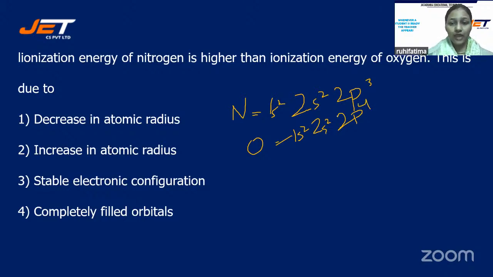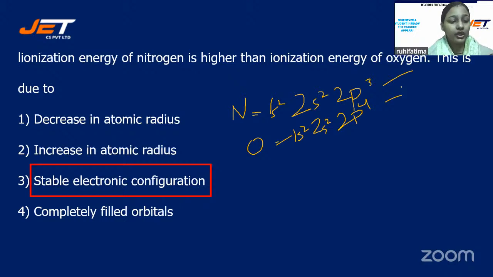Now, as you know, nitrogen is having a more stable electronic configuration. Why? Because in the p orbital there are 3 electrons, and this will be more stable. In oxygen, in the p orbitals they have 4 electrons. These are partially filled orbitals, right? And we know that half filled orbitals are always more stable than the other elements. That is why the correct answer will be option number 3, stable electronic configuration.